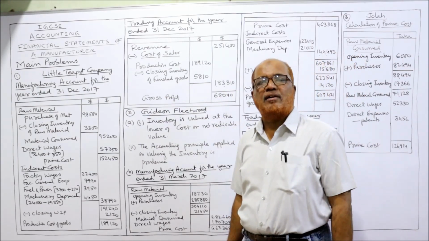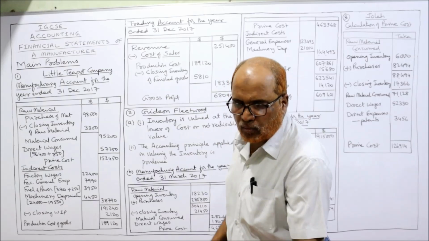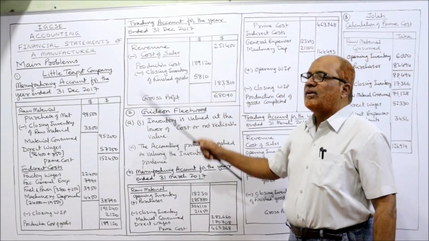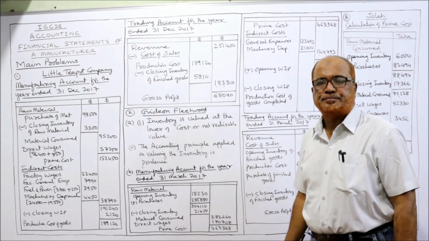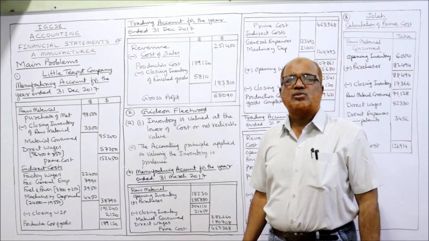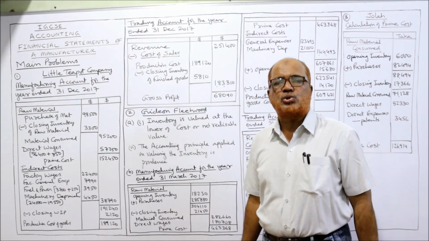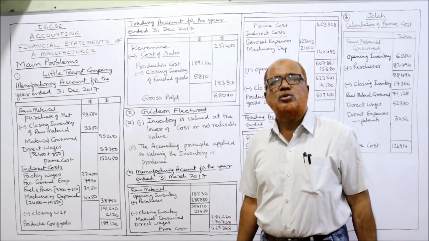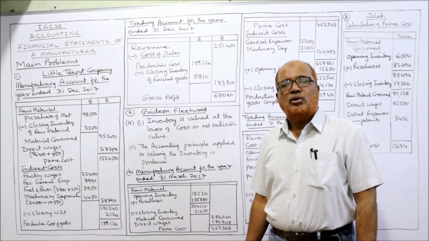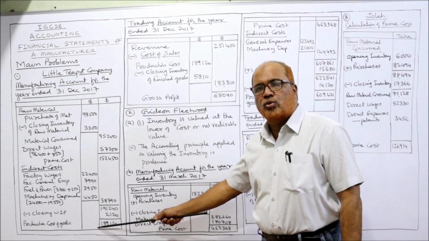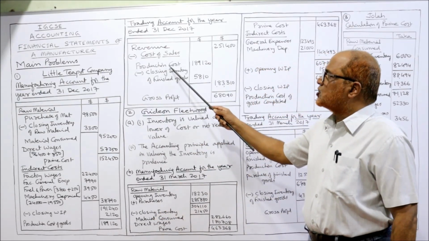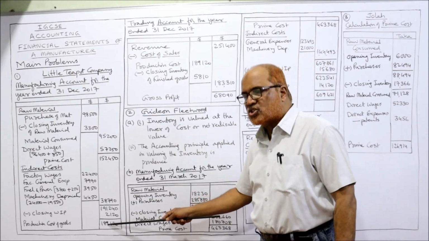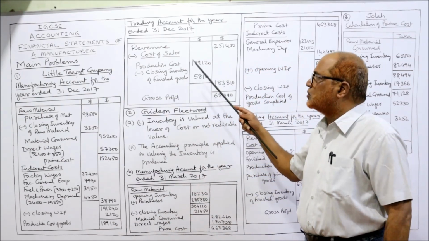First of all, we'll take the revenue, sales. The revenue is given 2,51,400. From revenue, we deduct cost of sales. In cost of sales, we begin with opening stock of finished goods. But in our problem, we don't have opening stock of finished goods. We have closing stock. So first of all, we'll take production cost of goods completed. This is the production cost of goods completed, 1,89,120. From this manufacturing account, I am carrying it over to trading account.